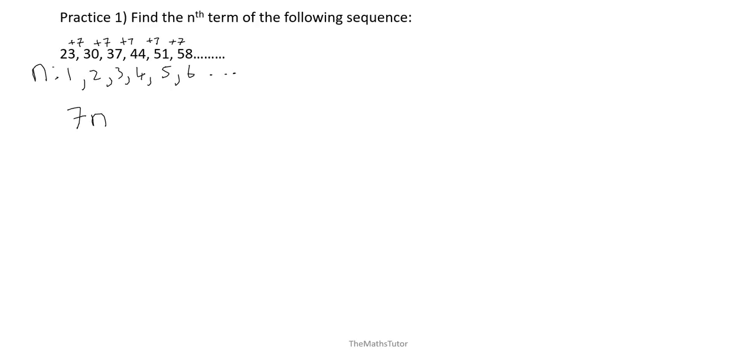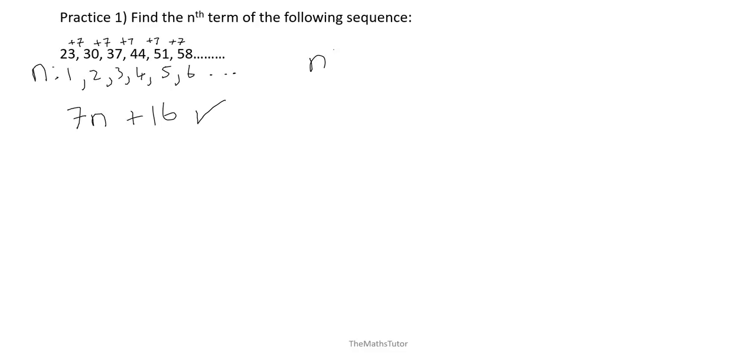Then you have to try and establish your correction factor. So if you set n equal to 1, this will give you 7. But what you actually want is 23. So you need to think about how do you get from 7 to 23? You add 16. Yes? So then you can check this. So set n equal to 2, that will give you 14, 7 times 2. 14 plus 16 gives you 30, which is correct. 3 times 7 is 21. 21 plus 16 gives you 37, and so on and so forth. So you can see that this is correct.